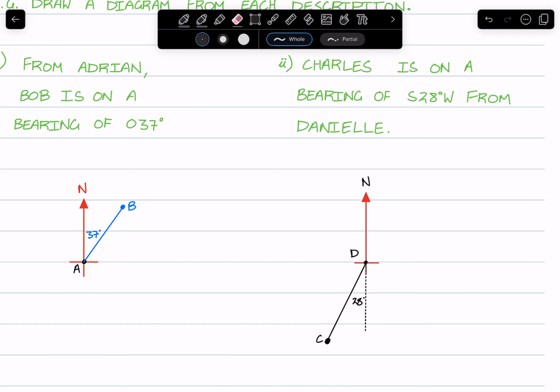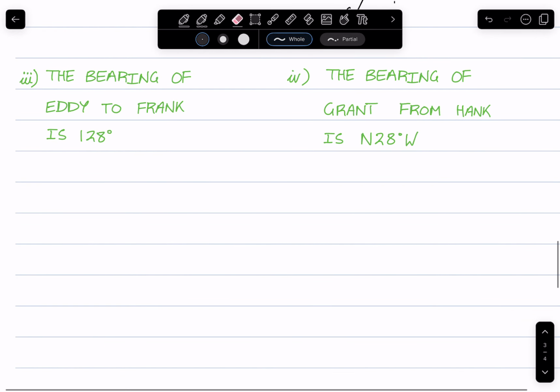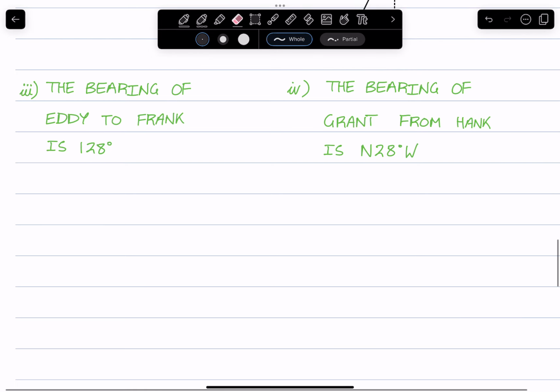Alright, so let's move right along. I really encourage you to pause and give these next two a go yourselves. So it says, the bearing of Eddie to Frank is 128 degrees. Once again, the wording is rather tricky here. It says the bearing of Eddie to Frank. So it's saying that it's the bearing of Eddie towards Frank.